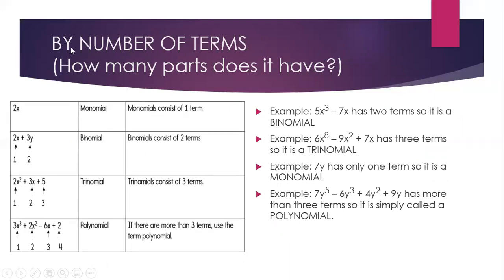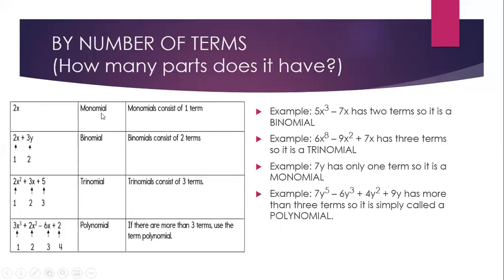The first way to classify polynomials is by the number of terms. How many parts does it have? Let's go through this chart, and then I'll go through the examples. I have a 2x. Remember, we're not going to split that 2x apart. We're going to say 2x is one term, because the 2 and the x are connected to each other. So if it only has one term, it's called a monomial.